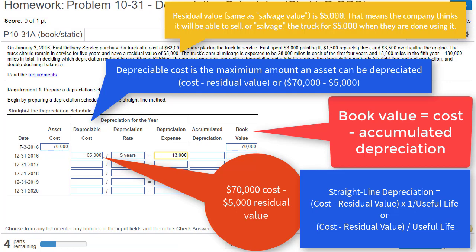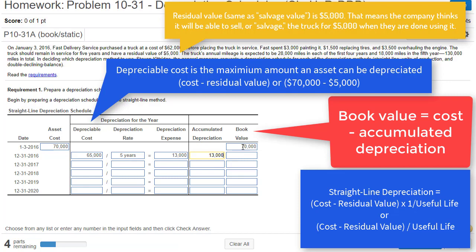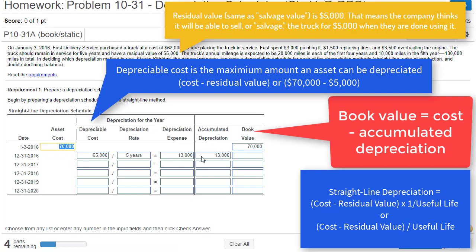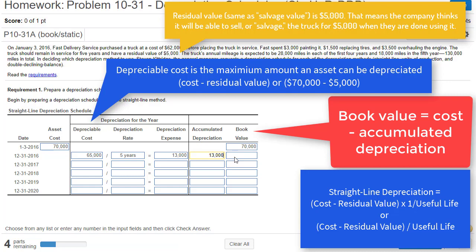Even though we bought this technically on the 3rd of January, we're going to record a full year of depreciation. The reason is that we bought this in the first half of January, so we will consider January a full month of depreciation. What is our accumulated depreciation in the first year? It's the same as the depreciation expense, $13,000. And book value is the cost, $70,000, minus the $13,000 of accumulated depreciation, so book value is $57,000.